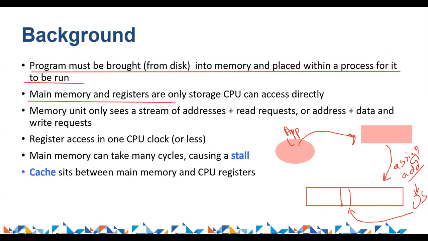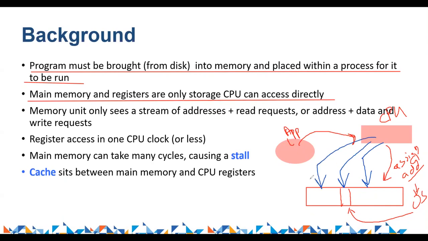Main memory and registers are the only storage the CPU can access directly. Remember, the CPU can access your cache memory, your register memory, and even the main memory. The CPU can access any part of this memory. That's why we call it random access memory. They can access this part of the memory, or this part, any part of the memory randomly. So we can say that main memory and registers are the only storage the CPU can access directly.